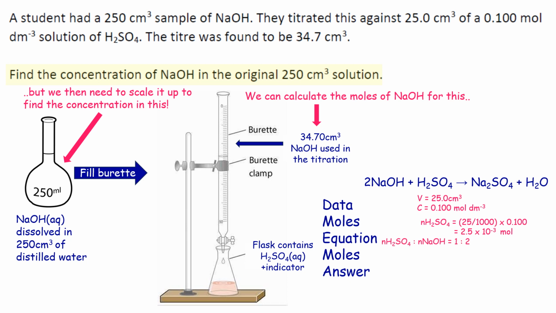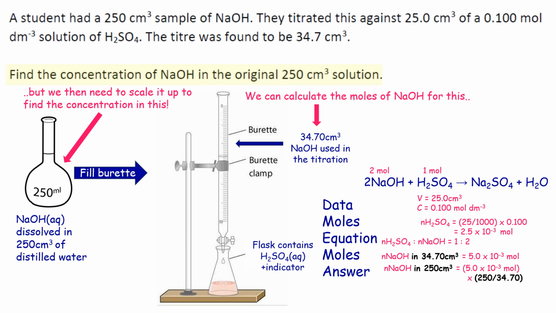Now looking at the equation, there's a 1-to-2 mole ratio between the sulfuric acid and the sodium hydroxide. So to get the moles of sodium hydroxide in our titer, in the 34.70 centimeters cubed, we need to double the number of moles of H2SO4. So that gives us 5 times 10 to the minus 3.